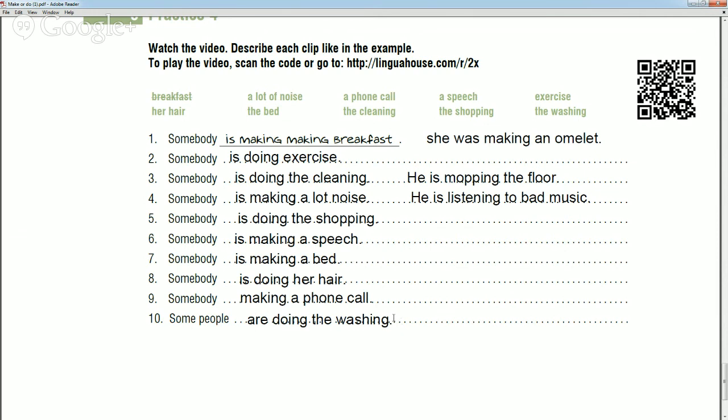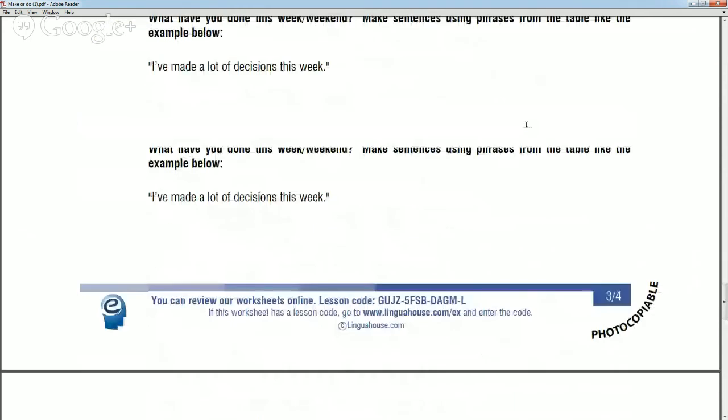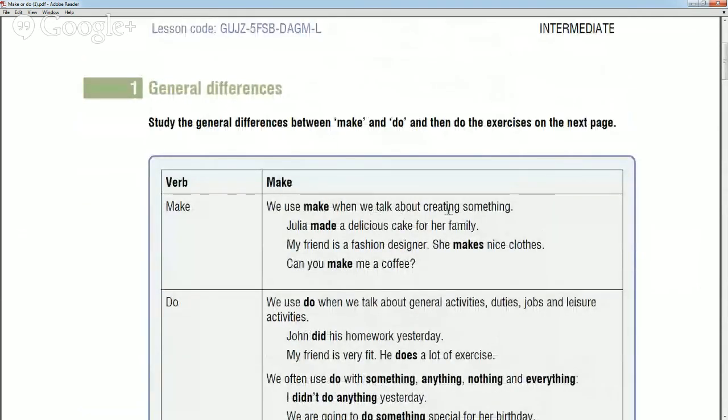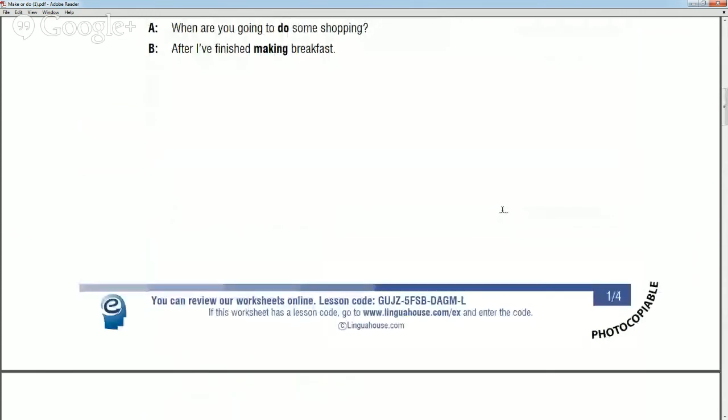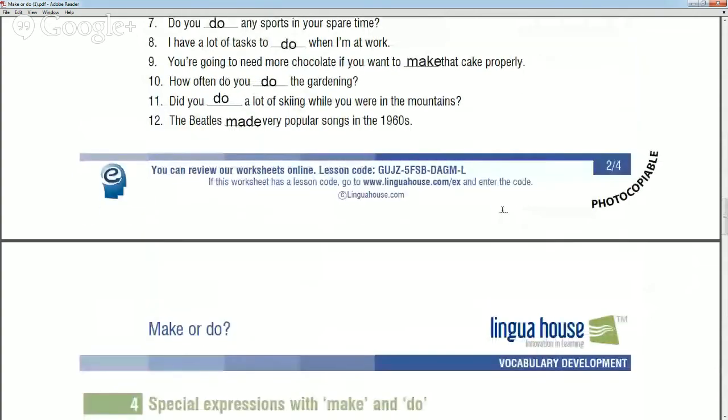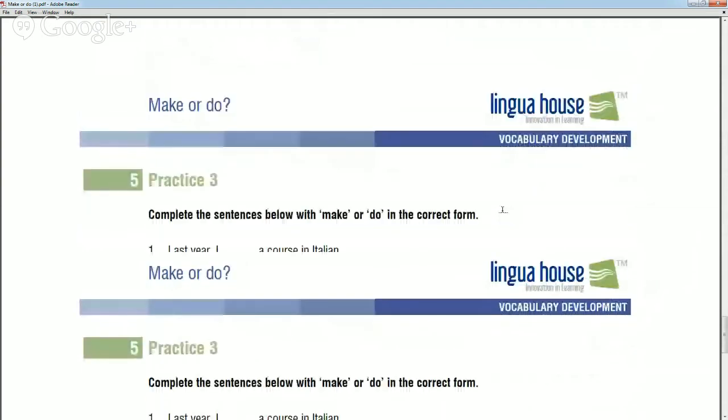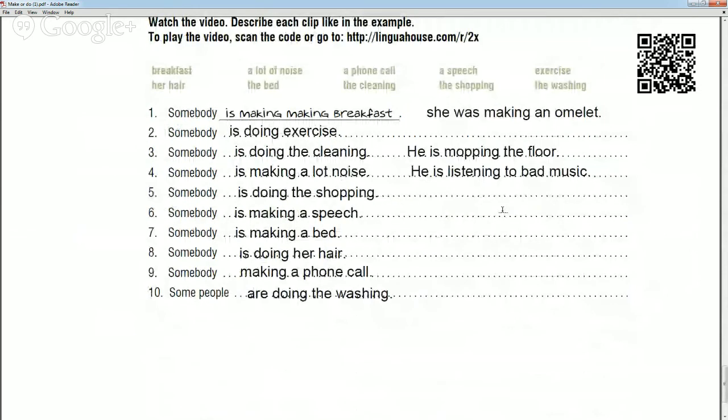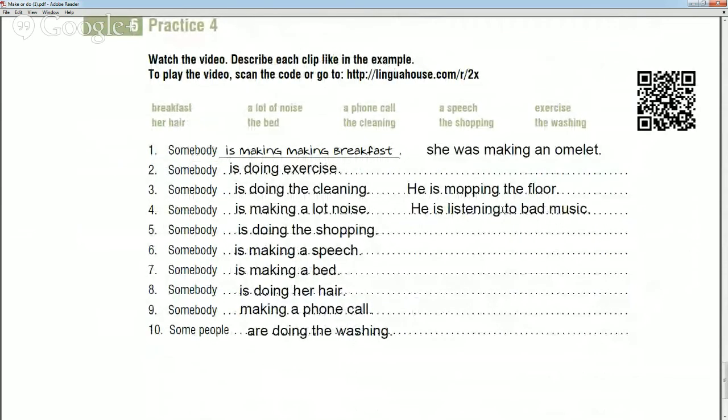Even though when you're making a bed, you're actually cleaning, you would think that you would do something. But I think it's because of the first rule that we read in the beginning. When you make a bed, you're creating something. So when you make the bed, you're creating it and making it look nice. I think that must be why. It's the only explanation I have for that. I have heard people say doing the bed, and it's wrong. But we all make mistakes all the time.